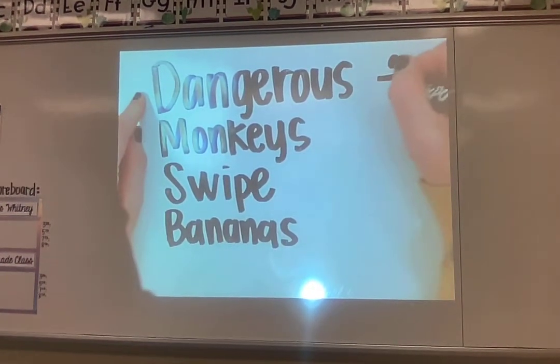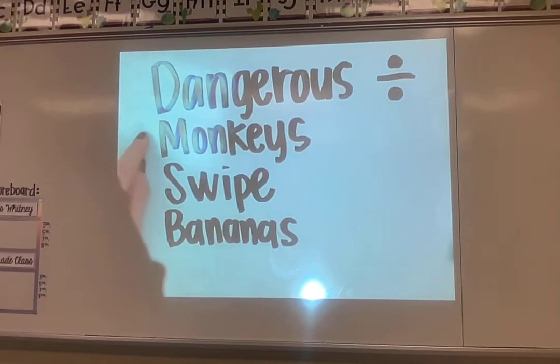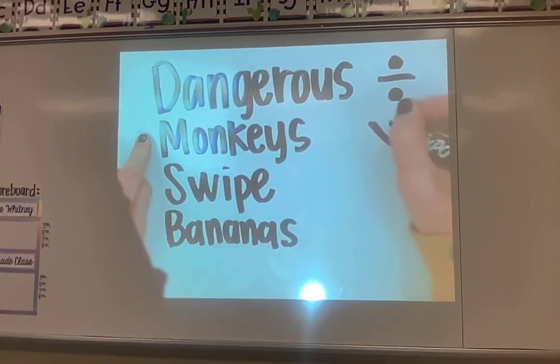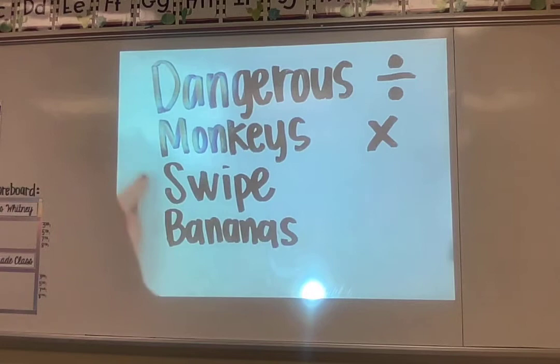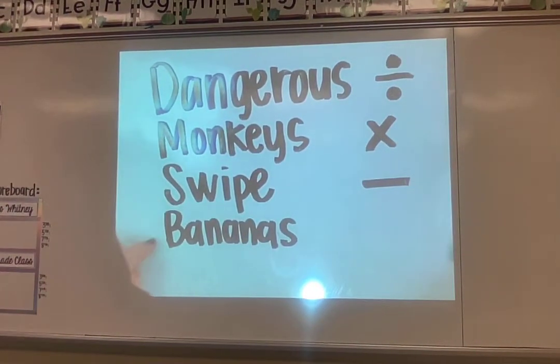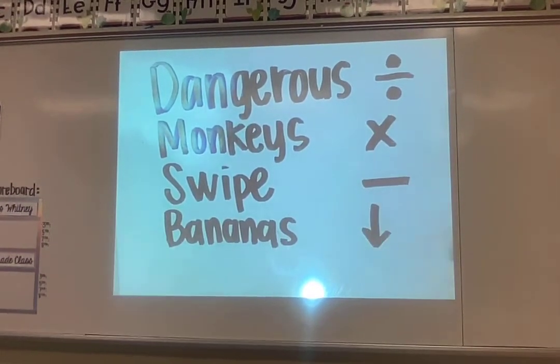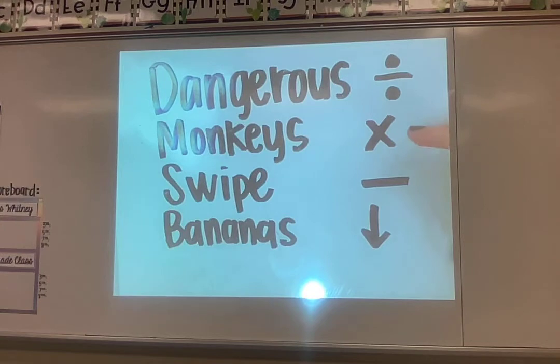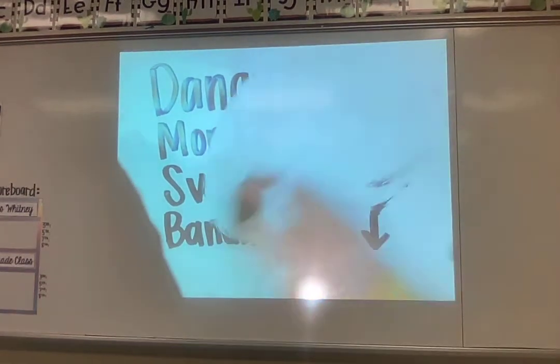So my first step is going to be to divide. Monkeys means I'm going to multiply. Swipe means I will then subtract. And bananas, remember, means bring down. If I follow dangerous monkeys swipe bananas, I can solve any long division problem. So let's do a couple just to make sure that we remember how to do long division, and then you can work on your exit ticket for today.